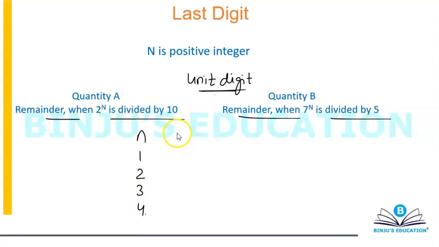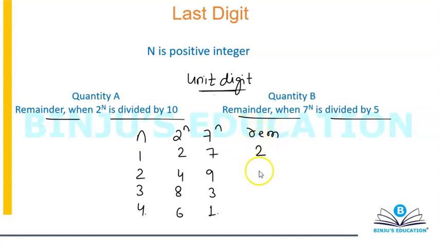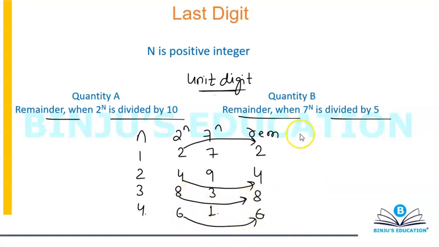So if we talk about unit digit, let's talk about 2 to the power n. It will be 2, 4, 8, 6. 7 to the power n, it will be 7, 9, 3, 1. These are the 4 unit digits for both the numbers 2 to the power n and 7 to the power n. 2 to the power n when divided by 10, if we talk about remainders, so 2, 4, 8 and 6. 2 will give you 2, 4 will give you 4, 8 will give you 8 and 6 will give you 6.